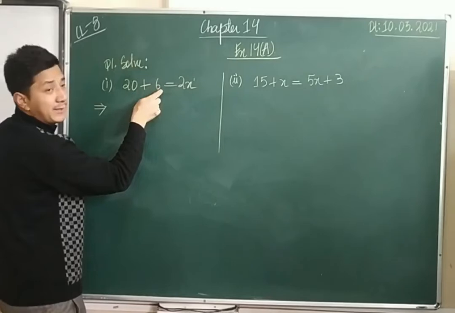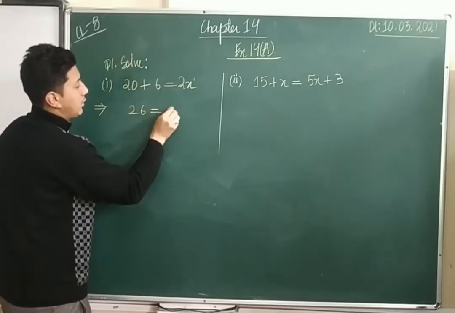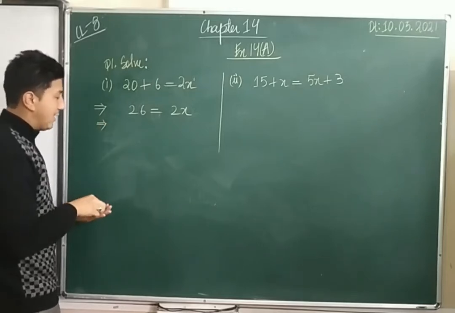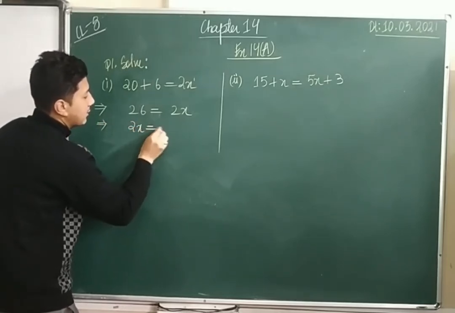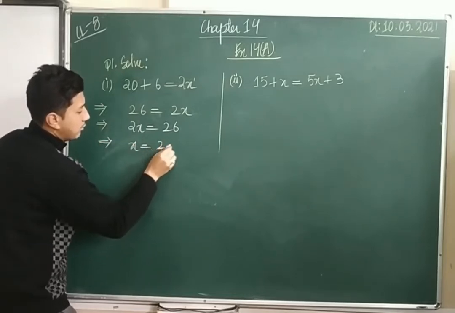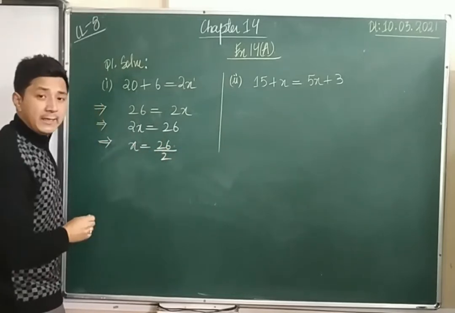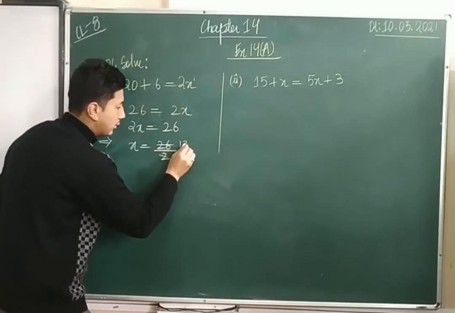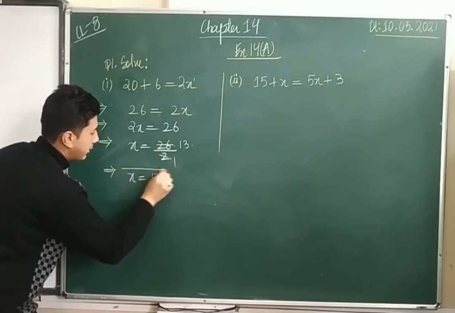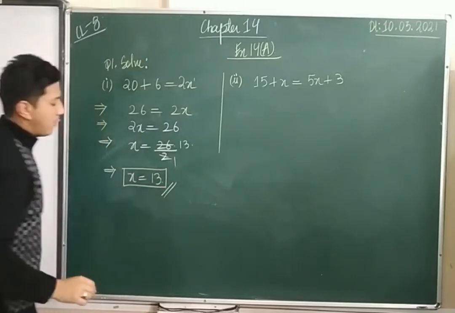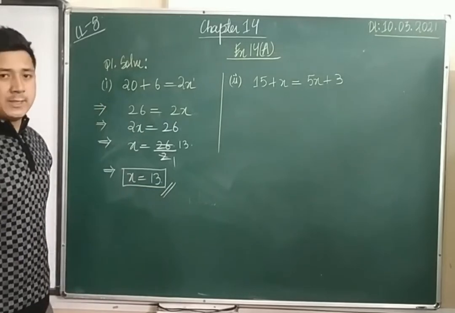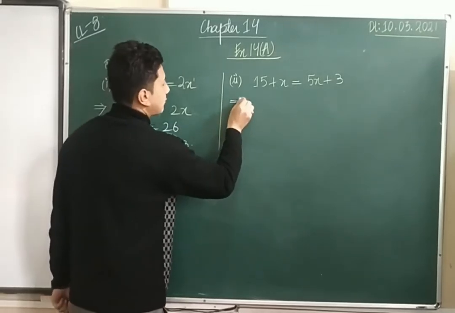20 plus 6 is 26, which is equal to 2x. Therefore, I can also write this as 2x is equal to 26. That will give me x is equal to 26 by 2. 2 1s are 2, 2 13s are 26. So what is the value for x? x is equal to 13. Keep your answer in the box like this. Simple. Pause and note it down and move to the next one.